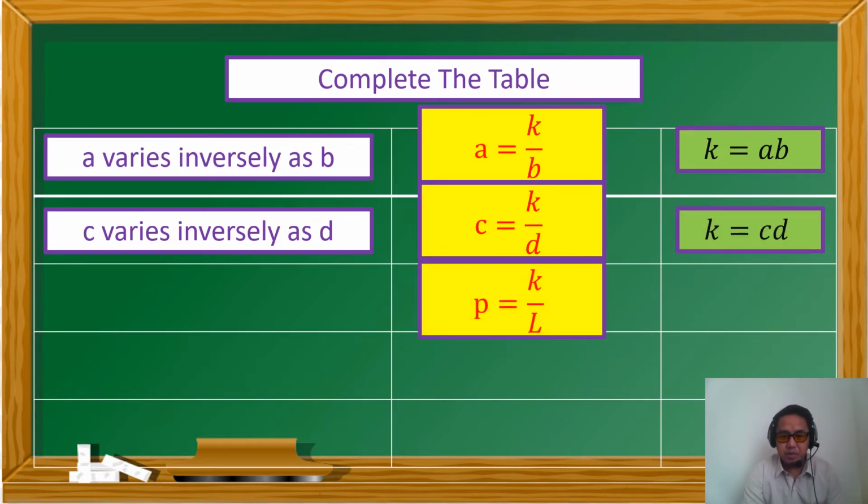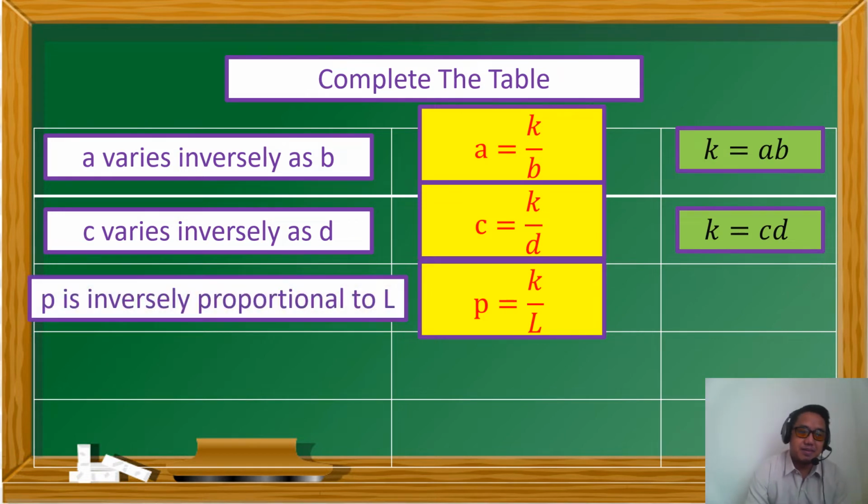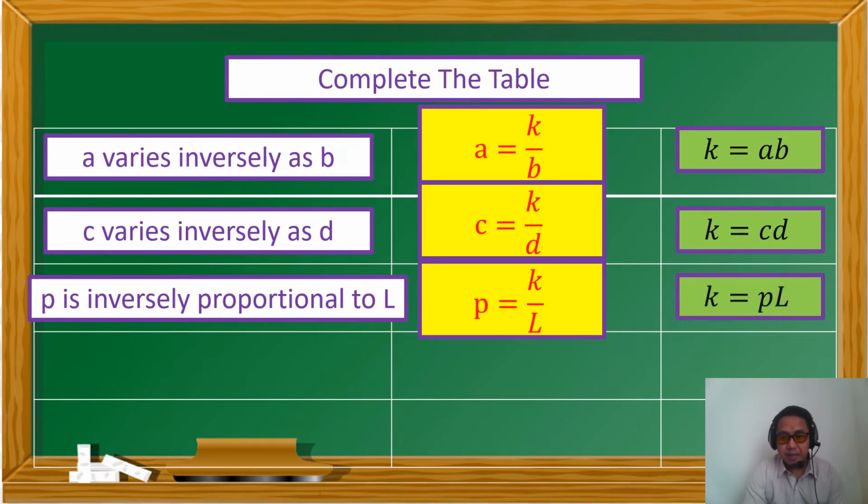If you have P is equal to K over L, the sentence will be P varies inversely, or P is inversely proportional to L. So capital L. Again, don't forget, if the variable is in capital letter, you should write it also in capital letter, kasi symbol yan. Hindi natin sila pwedeng isulat in small letter. So K will be equal to P times the capital L.